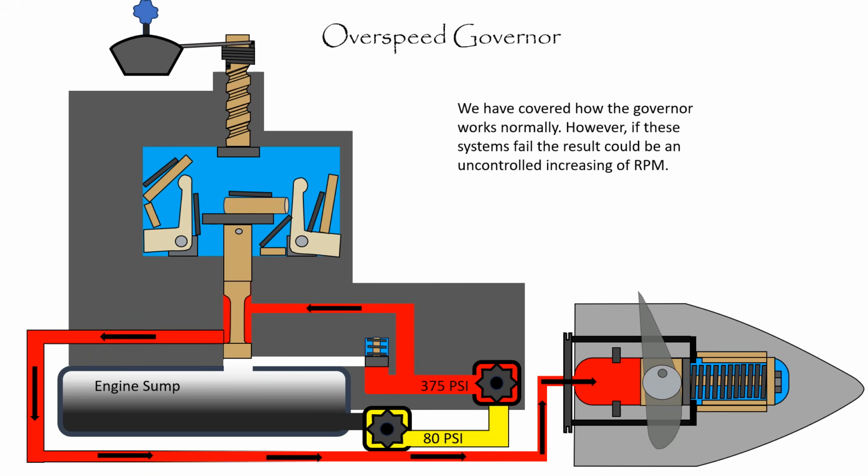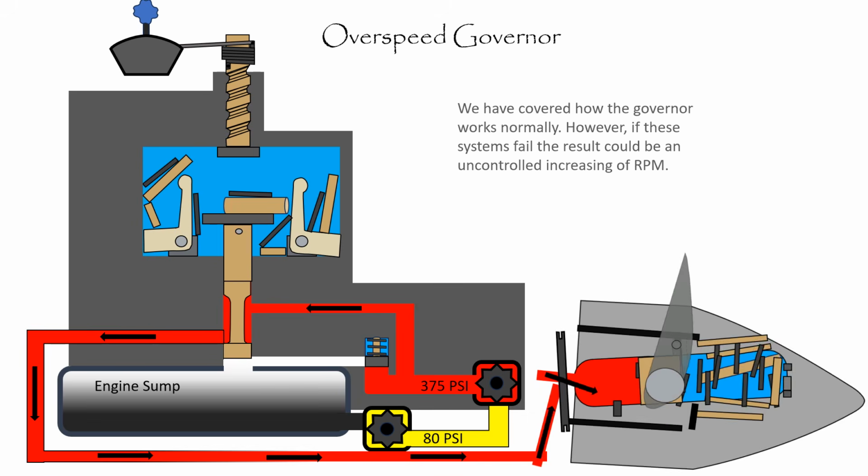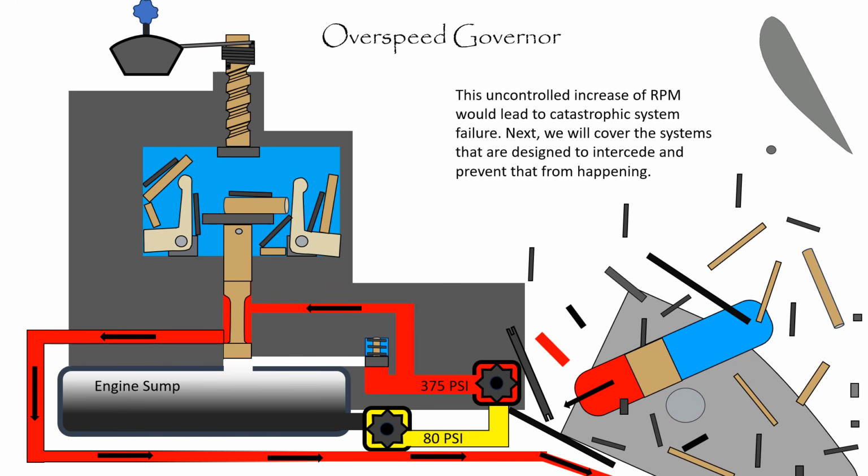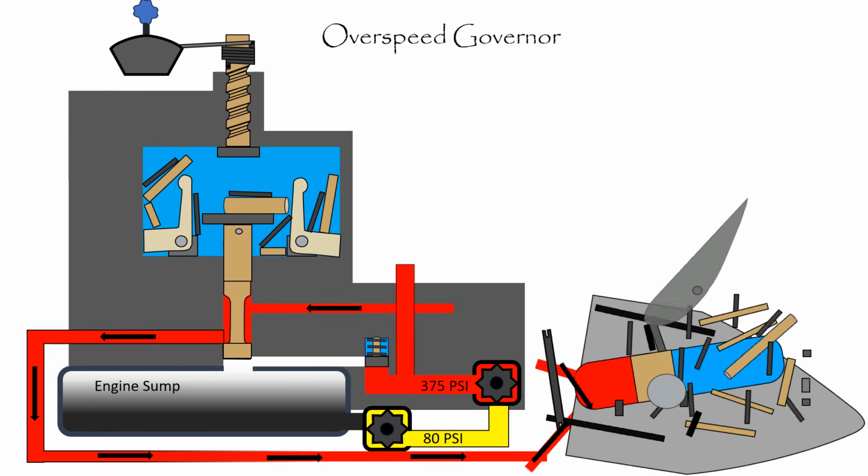We have covered how the governor works normally. However, if these systems fail, the result could be an uncontrolled increasing of RPM. This uncontrolled increase of RPM would lead to catastrophic system failure. Next, we will cover the systems that are designed to intercede and prevent that from happening.